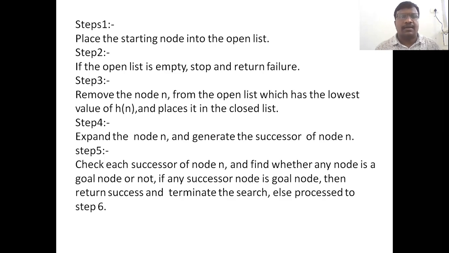Step 4 is to expand the node n and generate the successors of the node. Step 5 is to check each successor of node n and find whether any node is the goal node or not. If any successor node is the goal node, then return success and terminate the search, else proceed to step 6.